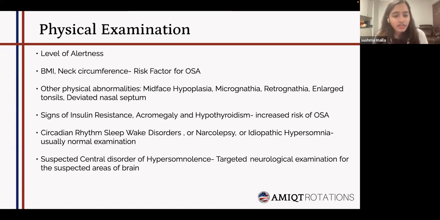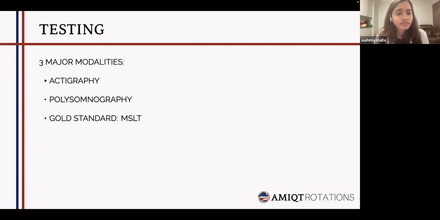And for suspected central disorders of hypersomnolence, do a targeted neurological examination for all the suspected areas of the brain, for example the brain stem. You can check based on what disorder you think they might be having. So there are three modalities that you'd use other than the physical examination and history. The first is actigraphy, which is a non-invasive and very inexpensive procedure. It is like a surrogate marker for sleep and wakefulness.